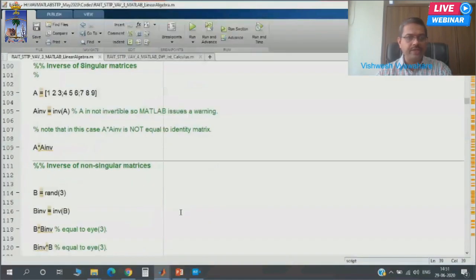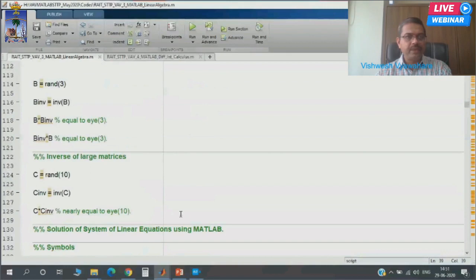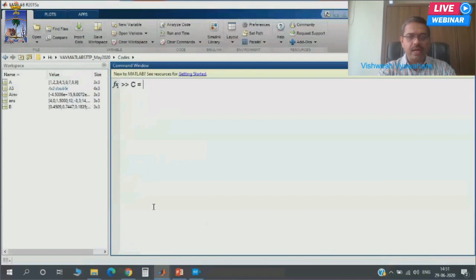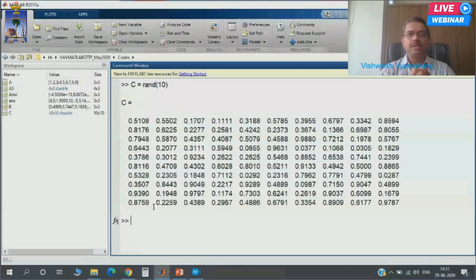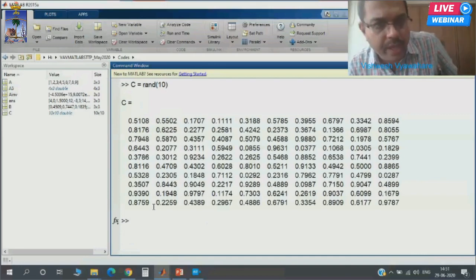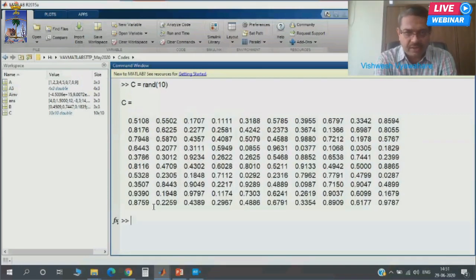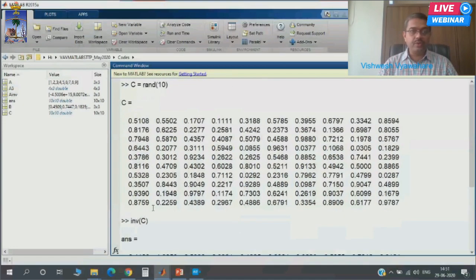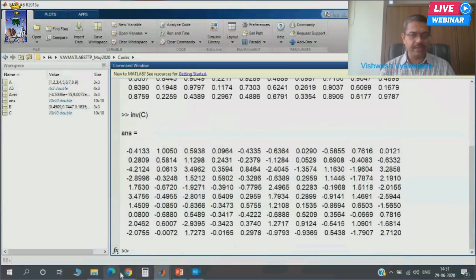Okay, let's move to the next thing. You will appreciate it if I define a very large matrix and find its inverse. C is equal to, this is a 10 cross 10 matrix. I want to find its inverse. inv(C), a simple command, and this is the answer. So you have got the inverse of a 10 cross 10 matrix in a fraction of a second, basically.